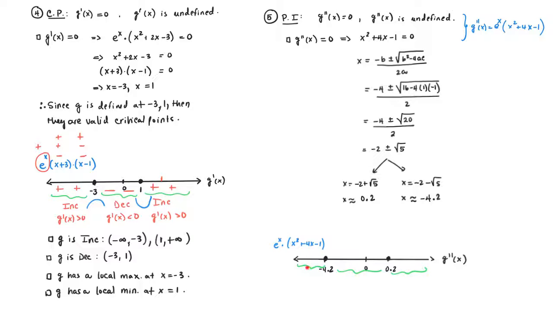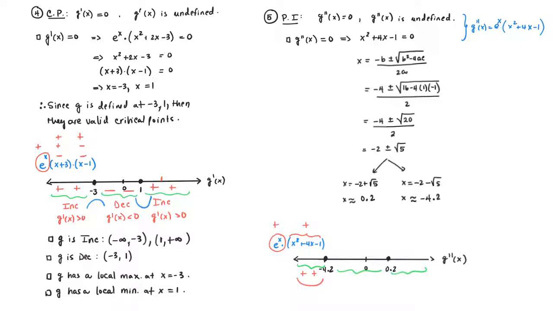So I'm going to choose, let's say, a test point like negative 5. And I know that e to the x is always positive. So now, if I take negative 5 and substitute that into x squared and 4x, when I do the calculation, and you can do this with your calculator, you're going to get that this expression will end up being positive. And I know that a positive times a positive is a positive. So I'm going to have positive over here, which means that my graph is going to be concave up.